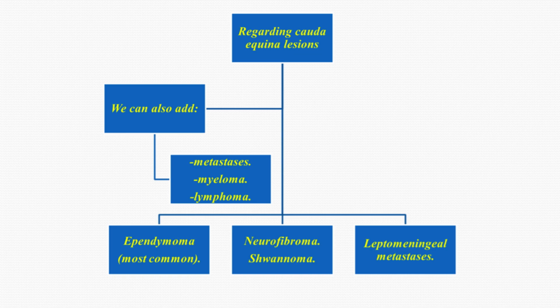Regarding cauda equina lesions, it could be ependymoma, which is the most common, neurofibroma or schwannoma, or leptomeningeal metastasis.